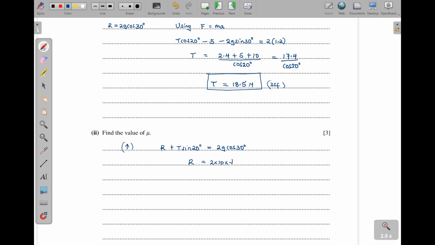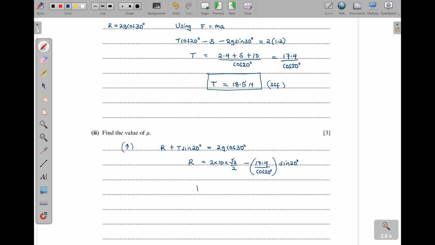cos of 30 is root 3 over 2, then minus T sine 20, we shall have 17.4. That's why I first wrote it here as an exact value rather than using this one, which is rounded off. So 17.4 out of the cosine of 20, then sine 20.